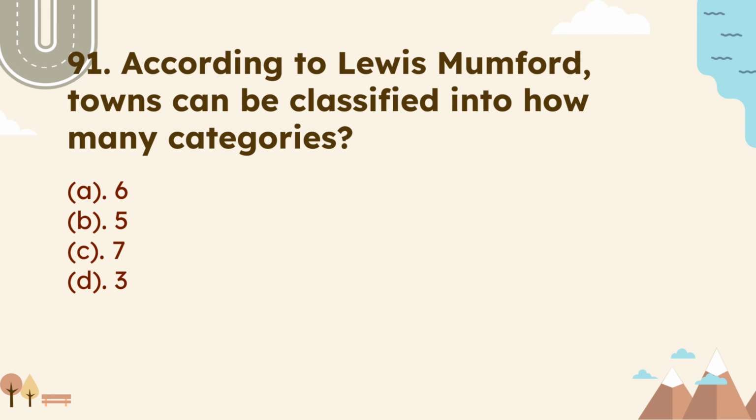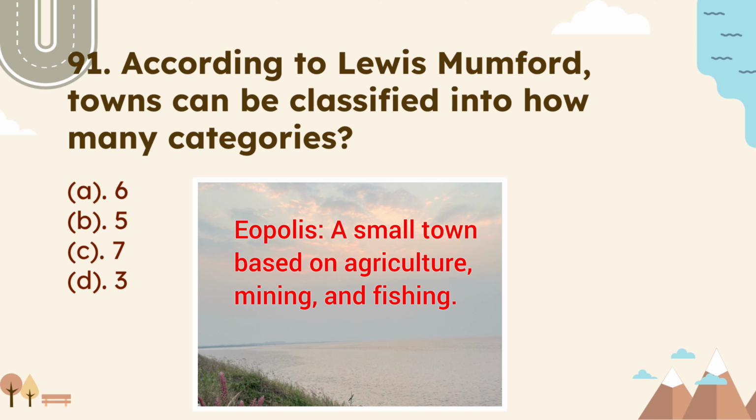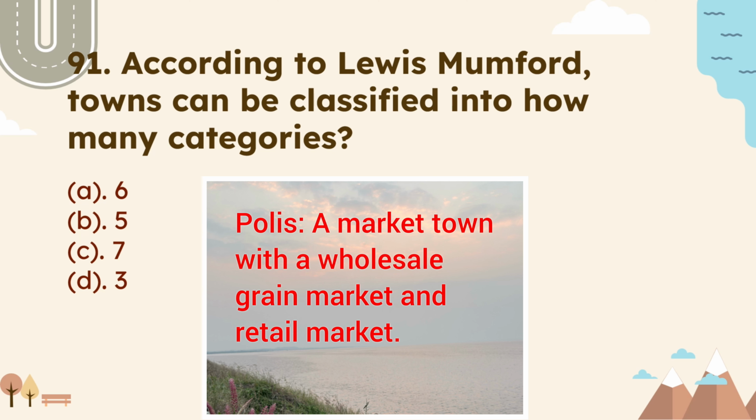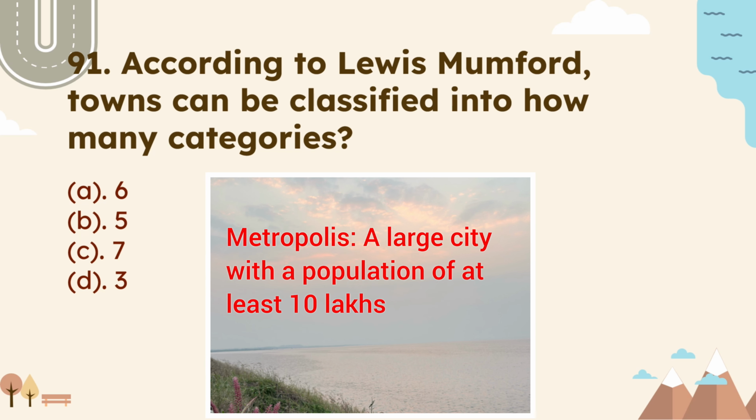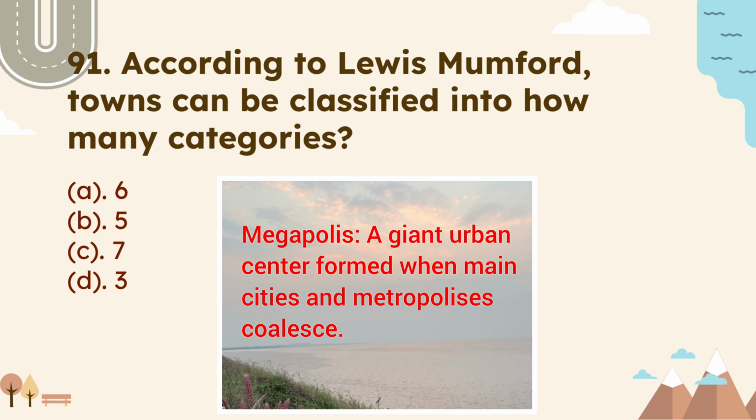According to Louis Mumford, town can be classified into how many categories? So Louis Mumford classified towns into 6 categories, which are: first is Eopolis, a small town based on agriculture and mining. Second is Polis, a market town. Third is Metropolis, a large city with at least 10 lakh population. Fourth is Megapolis, a giant urban city formed when a main center and metropolis town merges with each other.